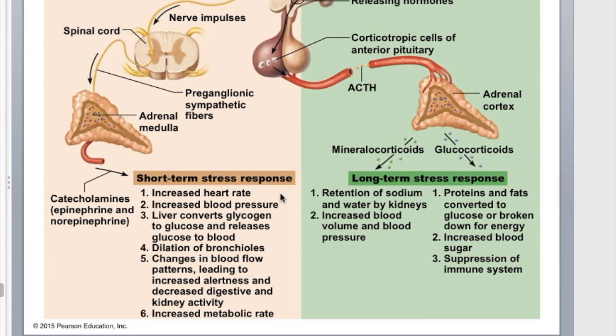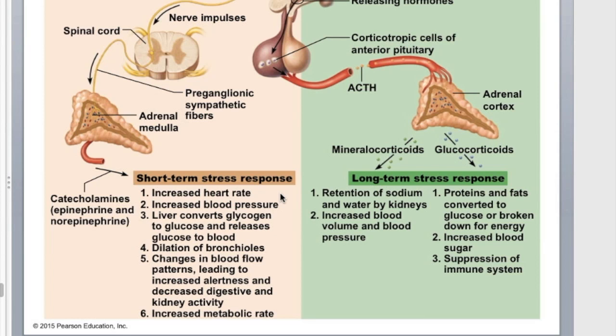The other side of it is glucocorticoids are going to break down proteins and fats to give you glucose to increase your energy levels. It increases blood sugar and suppresses your immune system. You've got your long-term stress. Your long-term stress starts in the brain and stimulates the anterior pituitary to release the ACTH. The ACTH then affects the adrenal cortex to release your mineralocorticoids and your glucocorticoids.